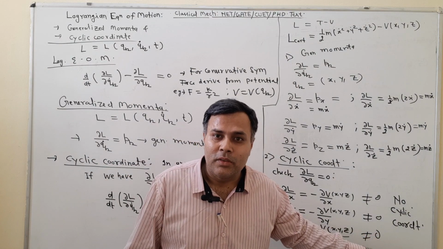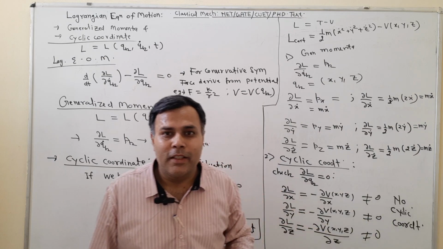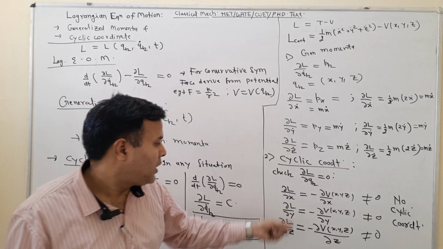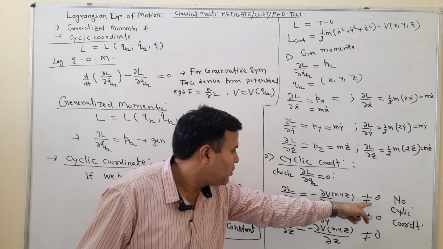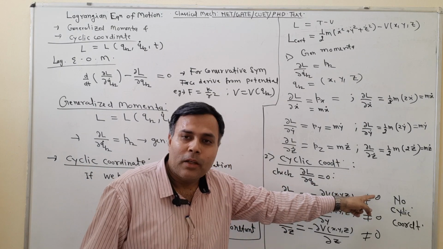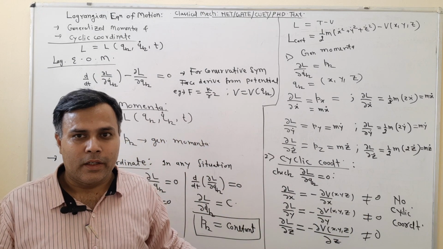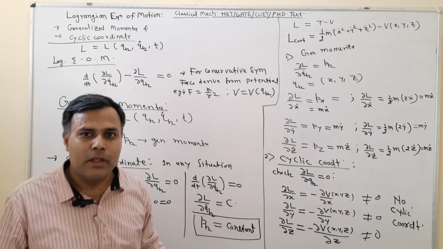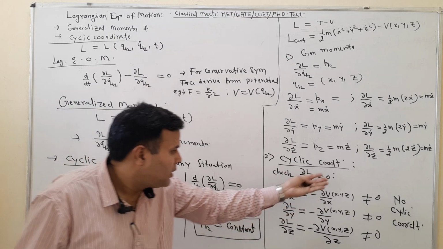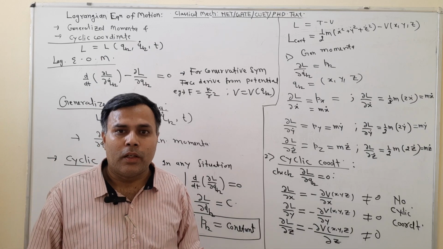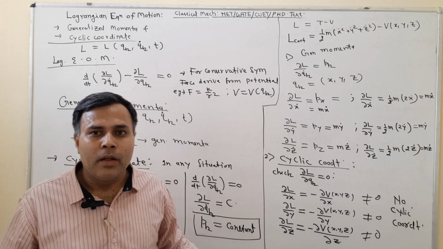which is not equal to 0. If it is 0, then we can say that yes, there is a cyclic coordinate. But if our del L upon del qk is not equal to 0, then there is no cyclic coordinate. Fortunately, in this case there is no cyclic coordinate. So there is no constant of motion.